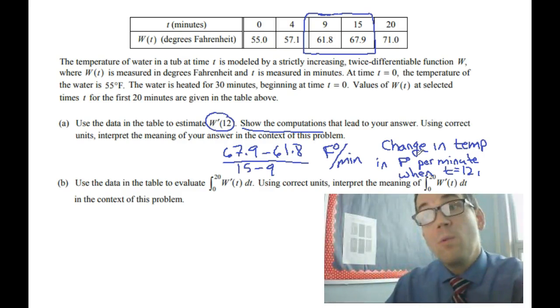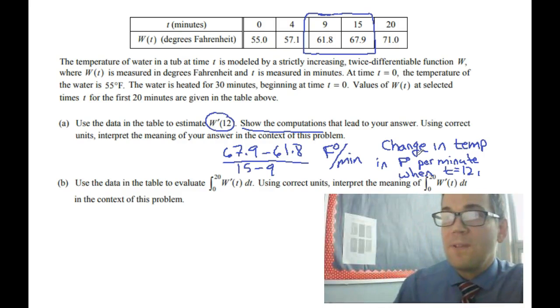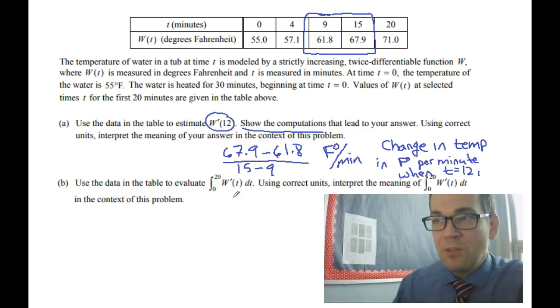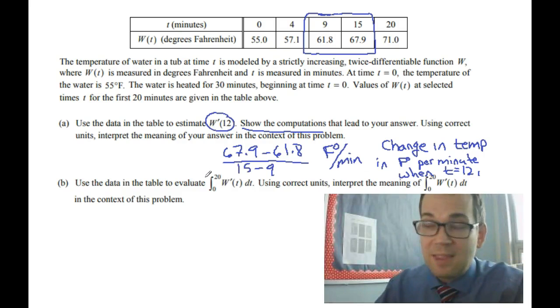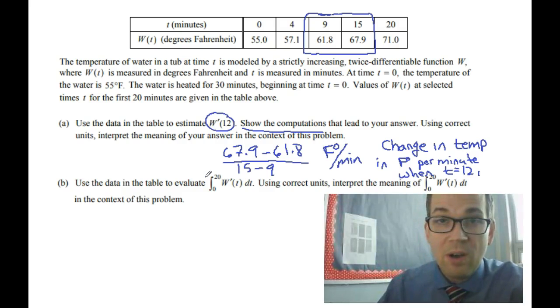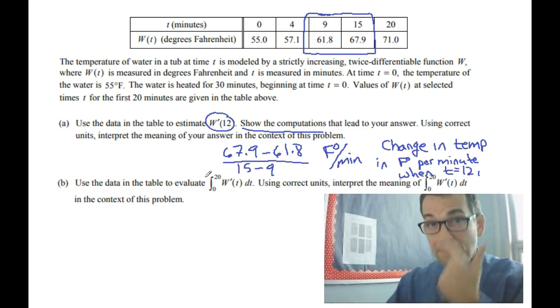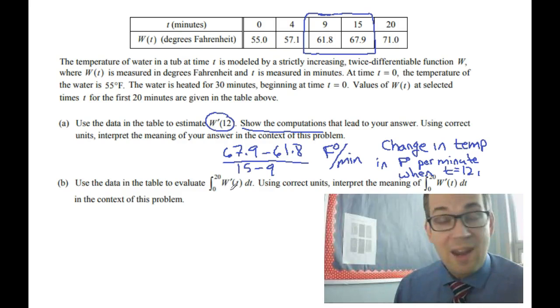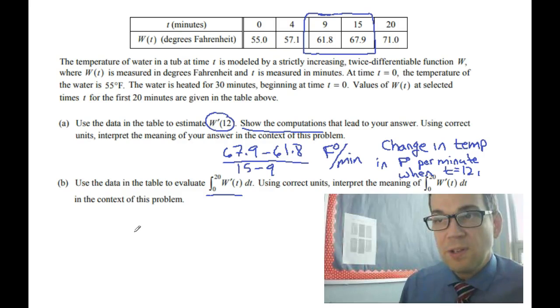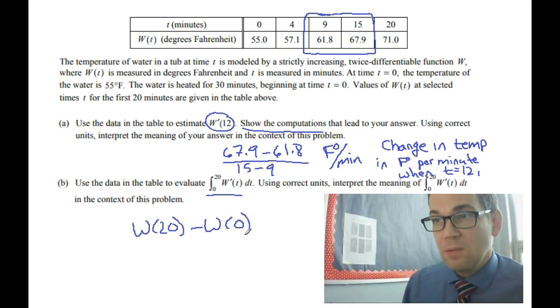Moving on to part B, use the data in the table to find the integral of the derivative using correct units to interpret the meaning of that integral. So here we're looking at the idea that the integral and the derivative undo each other. It's the fundamental theorem of calculus, which says the integral is the antiderivative evaluated at these endpoints. So what this would turn into is W of 20 minus W of 0.